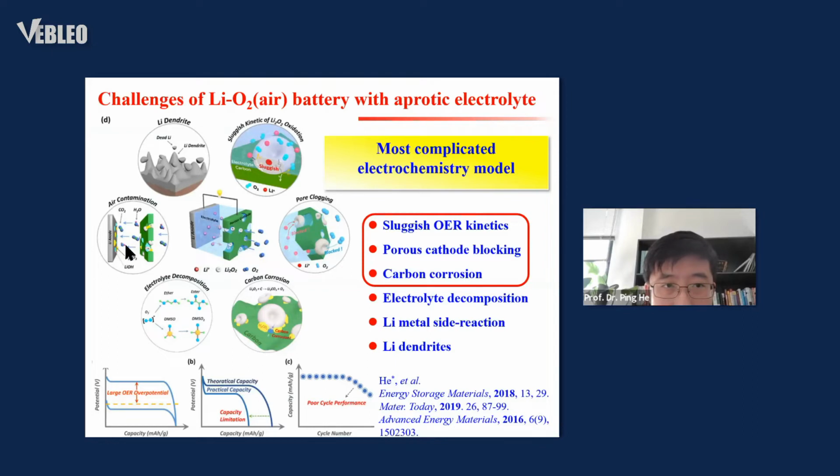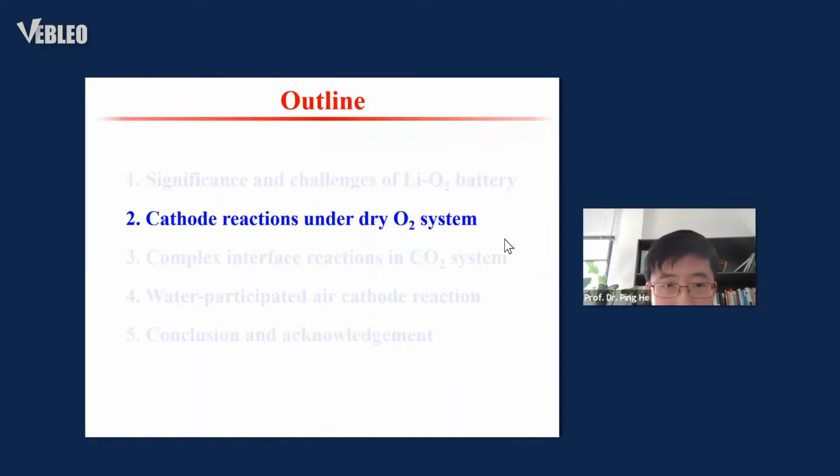We can conclude that the lithium oxygen battery with an aprotic electrolyte is the most complicated electrochemistry model. So in this talk, we focused on these three challenges. The first is sluggish OER kinetics. The second is porous cathode blocking. The third is carbon corrosion. Second, I will introduce the cathode reaction in the dry oxygen system.